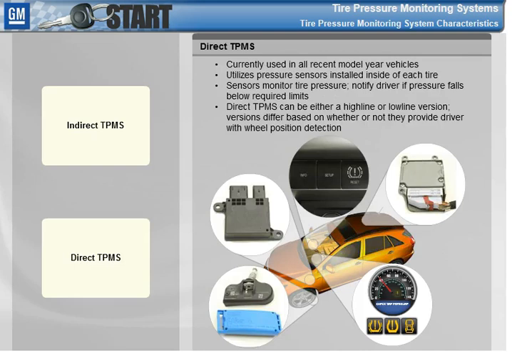Direct TPMS are systems currently used in all recent model year vehicles. This type of TPMS utilizes pressure sensors installed on the inside of each of the tires. These sensors monitor the tire pressure and will notify the driver with a warning light if the tire pressure falls below the required limits. Direct TPMS exists in two different versions, either highline or lowline. These versions differ based on whether or not they provide the driver with wheel position detection.